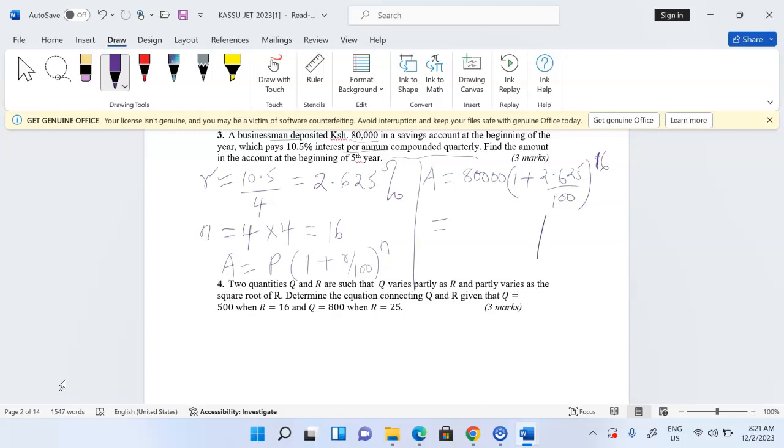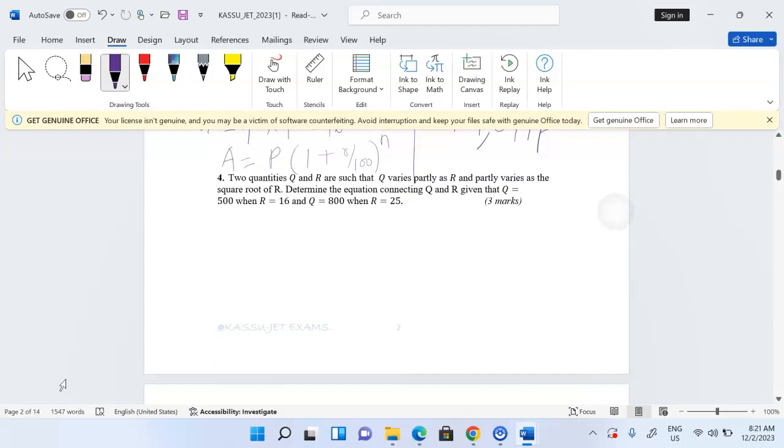One plus 2.625 over 100. Then I raise to 16. Then I multiply by 80,000. This is 121,099 Kenya shillings, 0.99 Kenya shillings. So that is the amount after the given years.